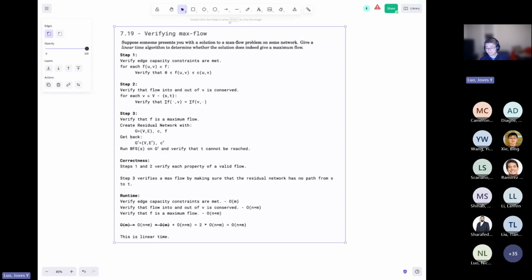Okay. Bing, question? Hey, Joves, I'm a little confused on step 2. When you're verifying the incoming and outgoing flows are equal, the outgoing one is fairly simple to sum. How does the incoming one work? Well, you have all the flows, right? So how do you identify the edges to sum up which edges' flows?